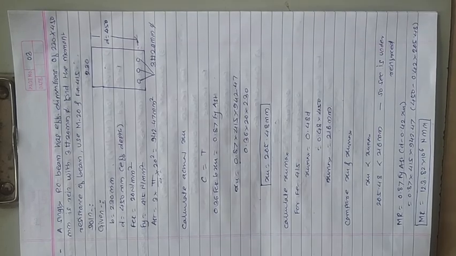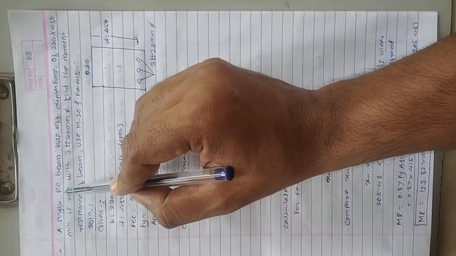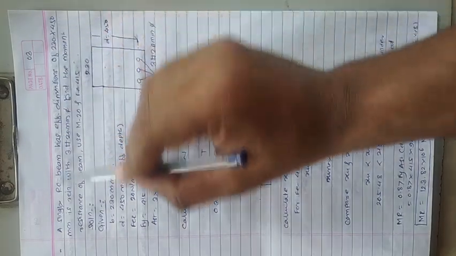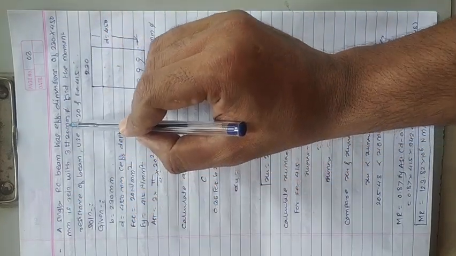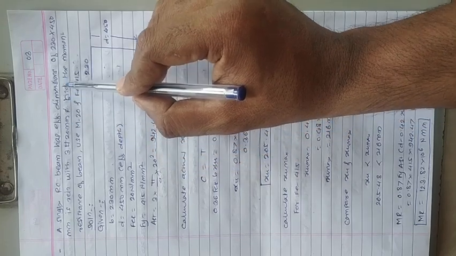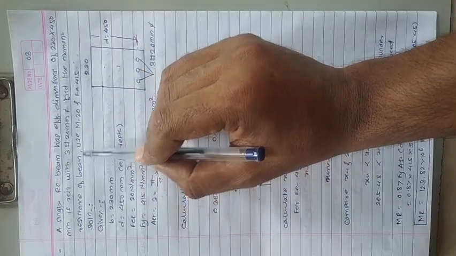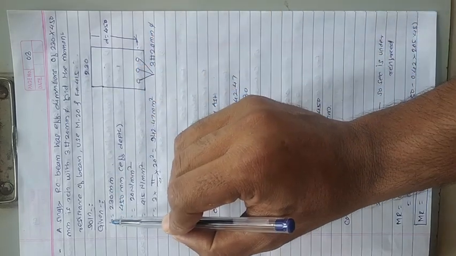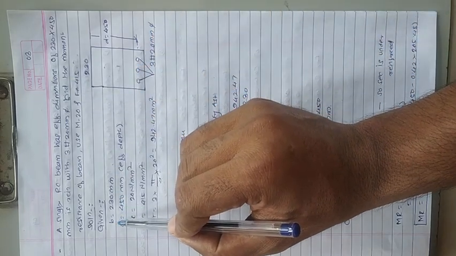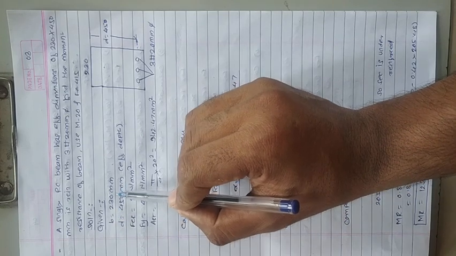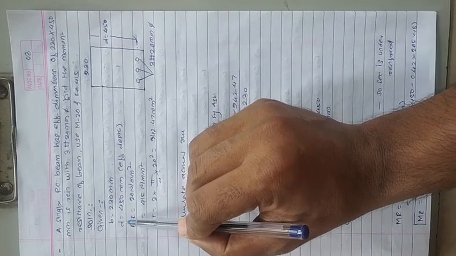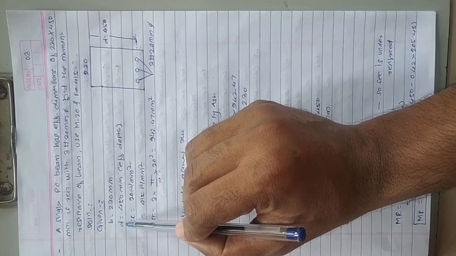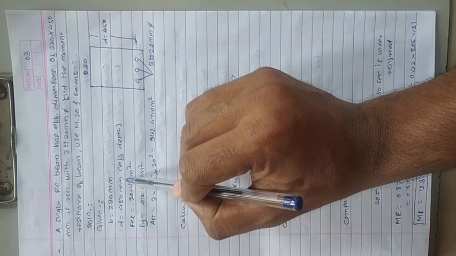Now we discuss one problem. A singly reinforced RC beam has effective dimensions of 230 by 450 mm and is reinforced with 3 bars of 20 mm diameter. Find the moment resistance of the beam. Use M20 and Fe415. First, write down the given data. Width of the beam is 230 mm, and the effective dimension is mentioned, which means the depth given is the effective one. So small d is equal to 450 mm.